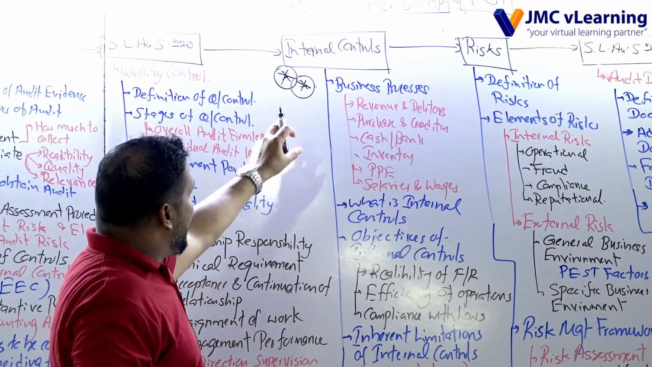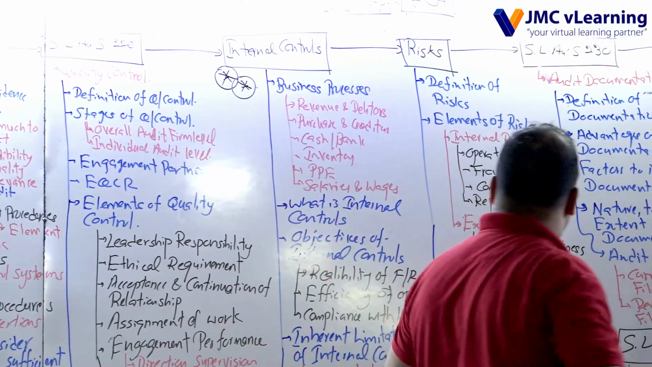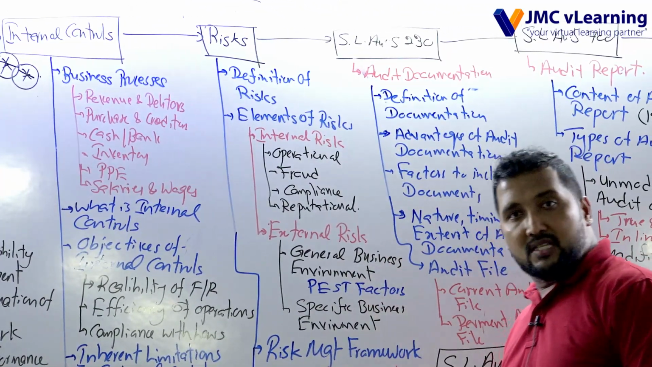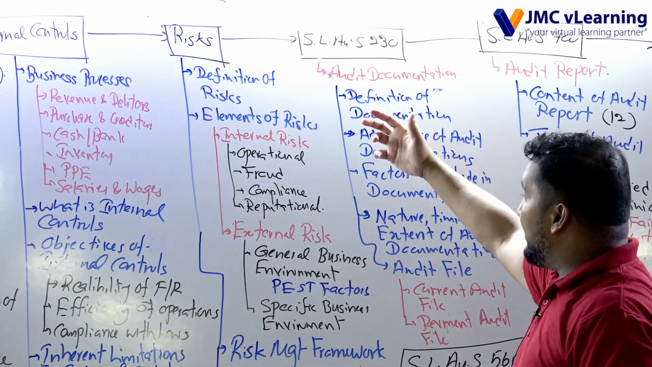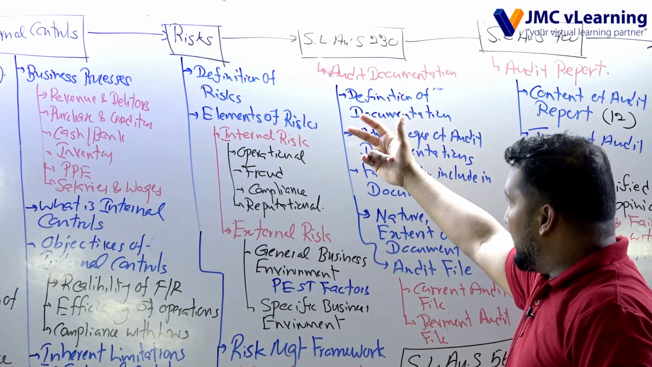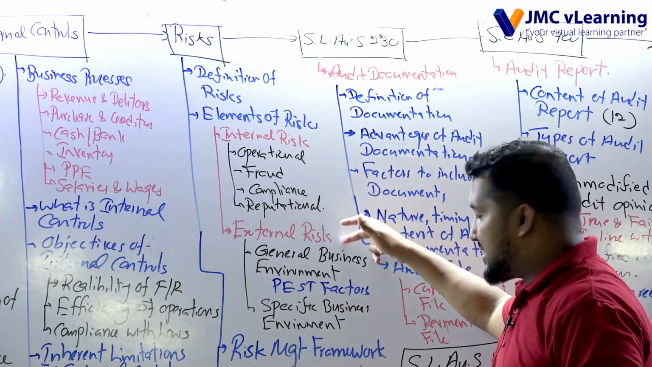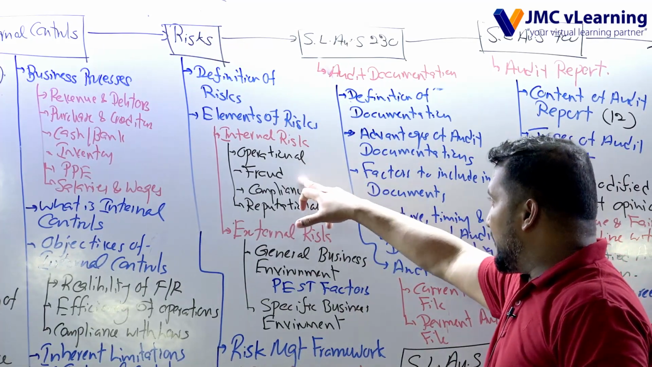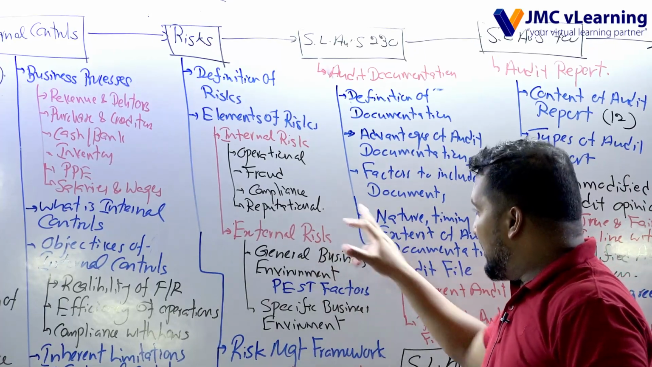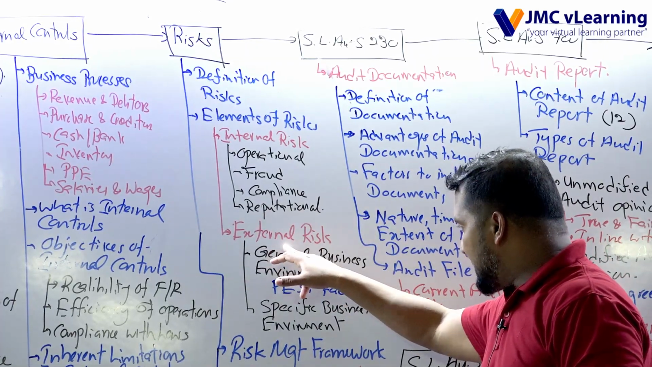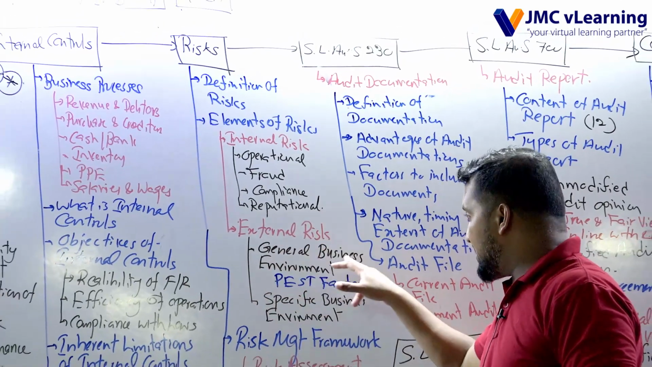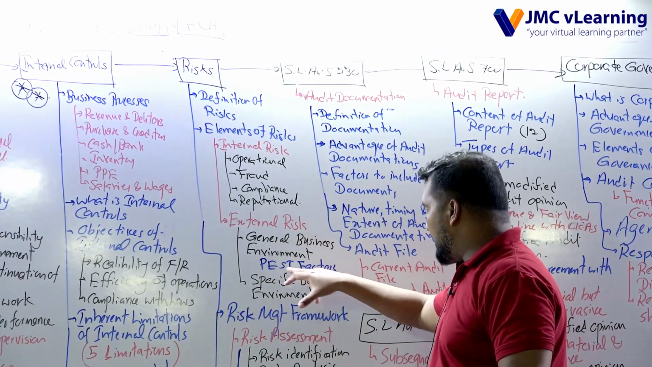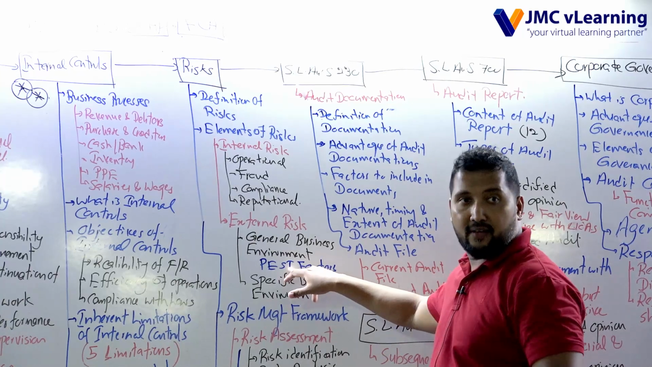Then, moving on from internal control, we discuss risk. When we are discussing risk, these are the main elements which we discuss under risk. What do you mean by risk? Then the elements of risk, basically internal risk and external risk. Internal risk we further segregate into 4: operational, fraud, compliance and reputational. Then when we discuss external risk, we segregate it into general business environment as well as specific business environment. Under the general business environment, we discuss PEST factors or PESTEL factors.